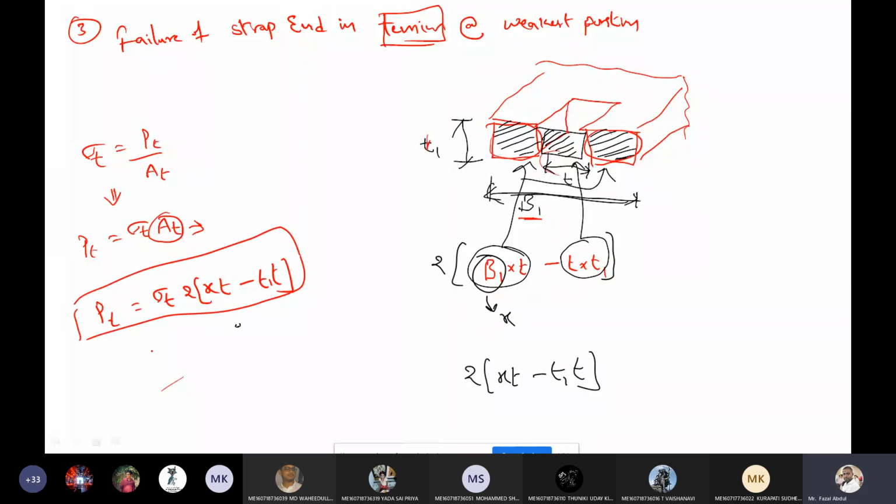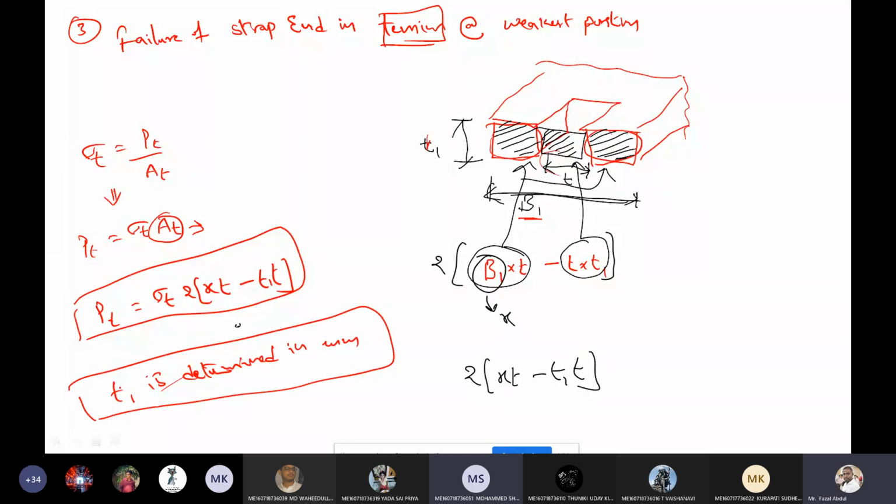With this equation, what we are going to determine here, T1 is going to be determined here. Sir? Yeah. So that should be B1 into T1 now, sir. Wait. Which one, Amma? 2 into B1 into T1 minus T into T1, no, sir. Okay. T1. Okay. So with this equation, T1 we are going to determine. If it is a numerical, write the T1 value here. This is the third failure. Okay.